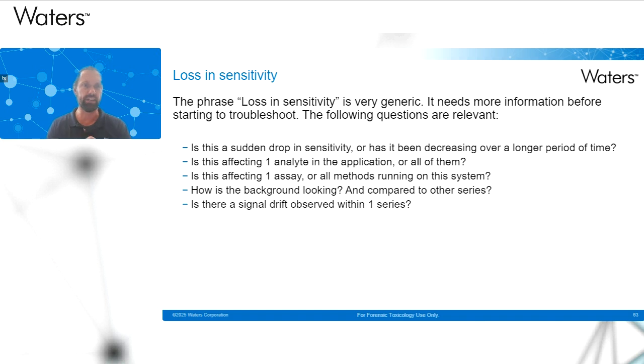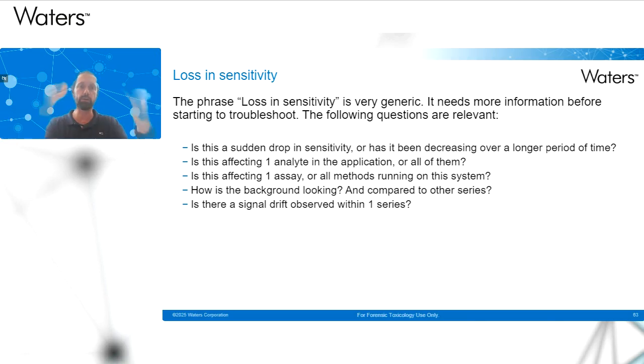So ask yourself, is this a sudden drop in sensitivity, or was this already decreasing for a long time? And are we now running into issues? Is this affecting only one analyte in the application, or is the sensitivity down for all of my analytes? And is this a problem related to this one assay, or are all my methods performing worse?